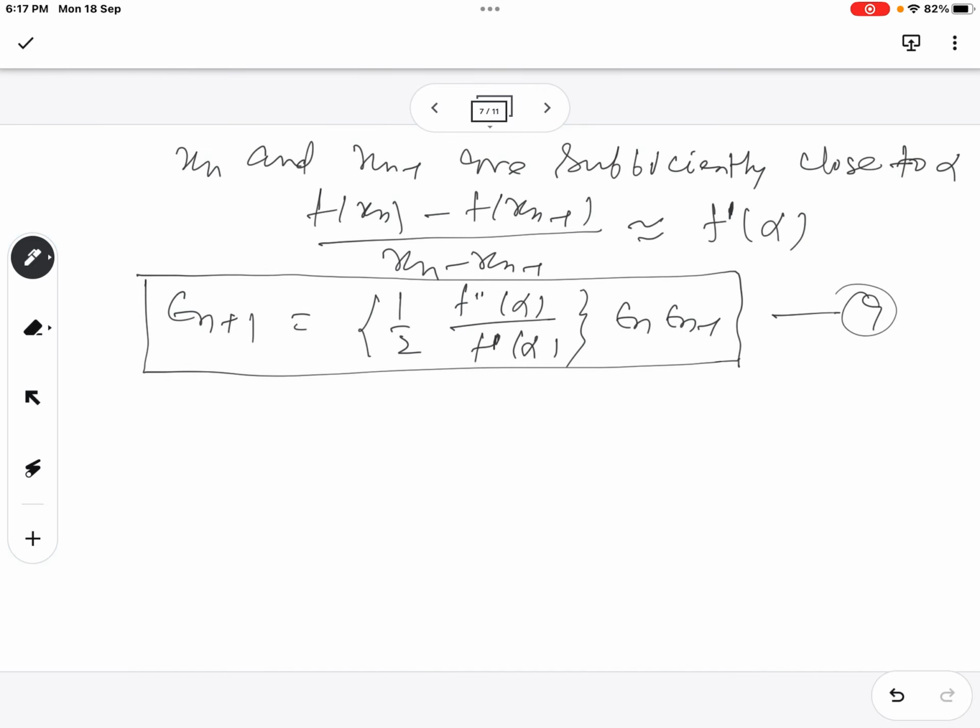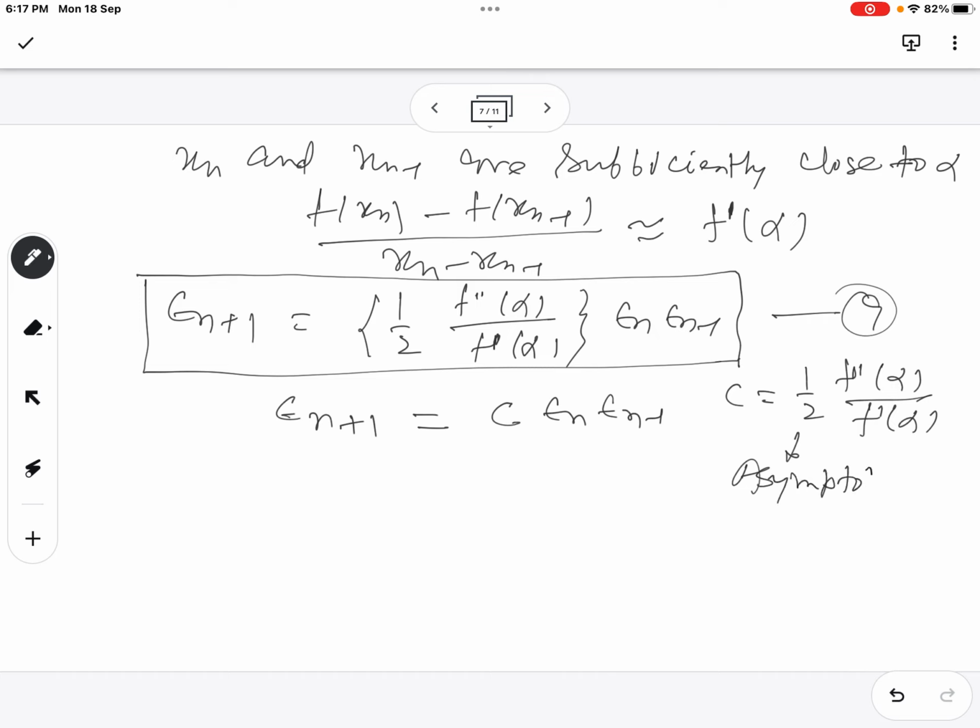Now this whole thing can also be written as the n plus 1th error, and this factor is a constant, so I can write down it like this, where this constant is this, and this is called asymptotic constant or coefficient. So this is equation number 10.